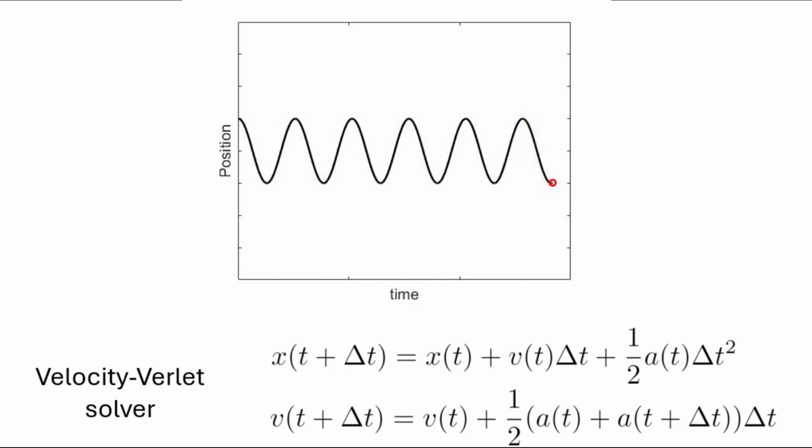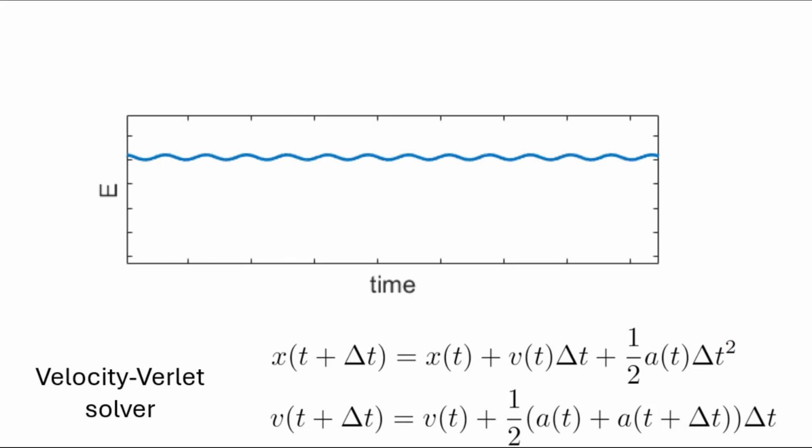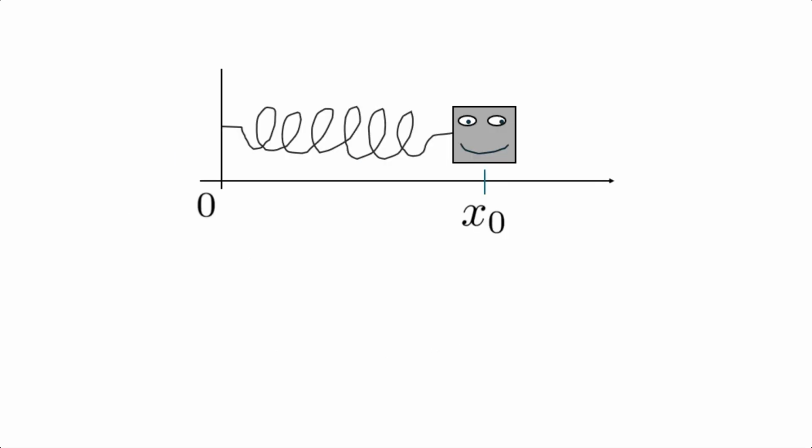If we consider the total energy, we observe that it is constant. Well, almost constant. If we zoom in, we see that the energy performs a very small oscillation, but this is not important, as long as it doesn't blow up. Now our spring system can be happy. Okay, it is clear that we should use the Velocity Verlet solver.